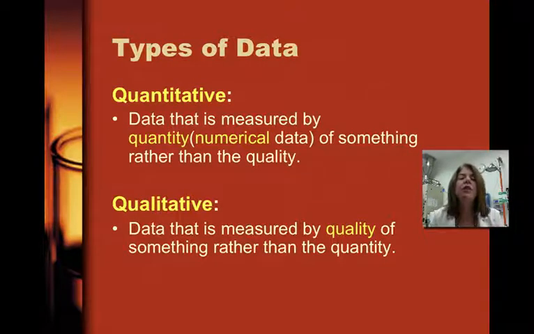Now, there's two types of data that you're going to be taking. The two types would be quantitative data. Quantitative, if you think of quantitative, sounds like quantity, and that's basically what it is. It's measuring the quantity or giving you a numerical data of something rather than a quality. Qualitative data would be measuring a quality, and that's generally when you're making an observation. You would be taking qualitative data.